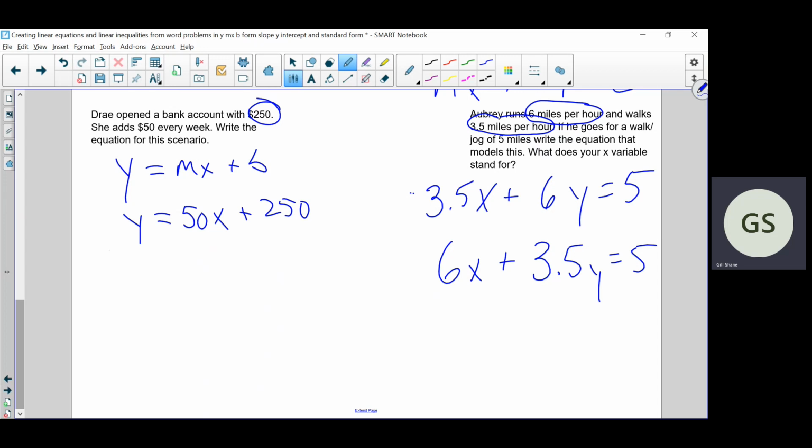So again, it doesn't matter how you create the original equation if I don't tell you which variable to use for what, but it does change what that variable stands for. If you assign a different number to it, then this is how many hours he walks versus down here, it's how many hours he runs for the X. So that's the kind of question.